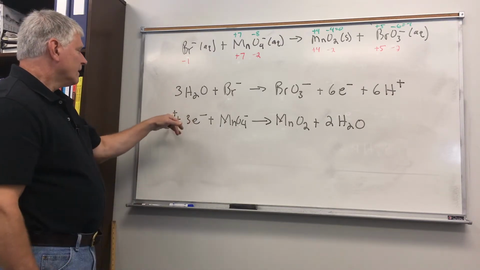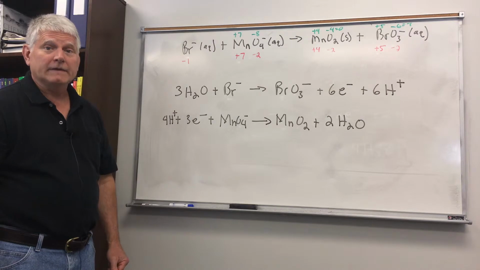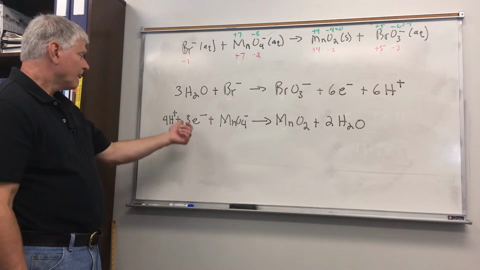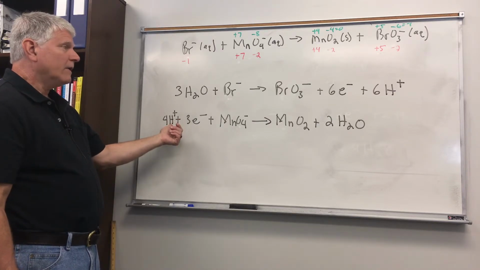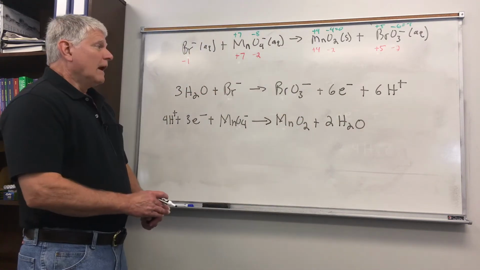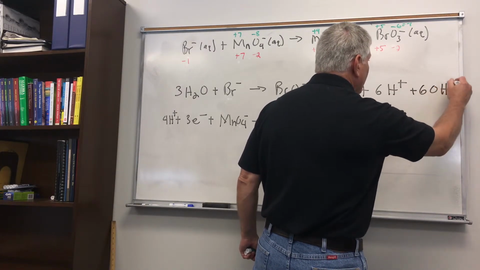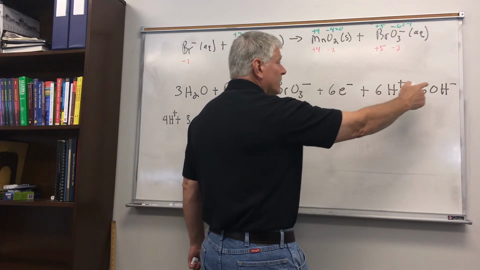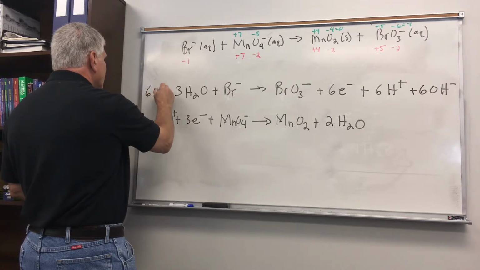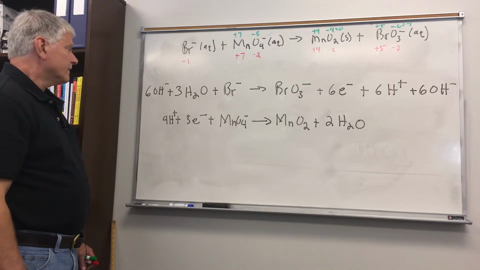I have to cancel the H pluses, because in basic solution we have OH minuses in predominance instead of H plus for acidic solution. So for basic solution, I'll add enough OHs to cancel the H pluses. I will add enough hydroxides to each side of the equation to cancel the H pluses. So if I add 6 OHs to the right, I need to add 6 OHs to the left, so that hydrogen and oxygen stay in balance.